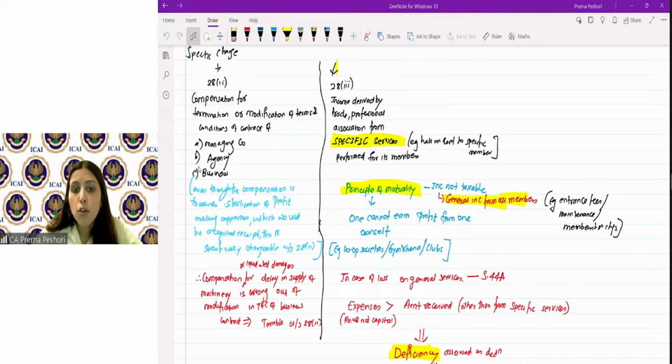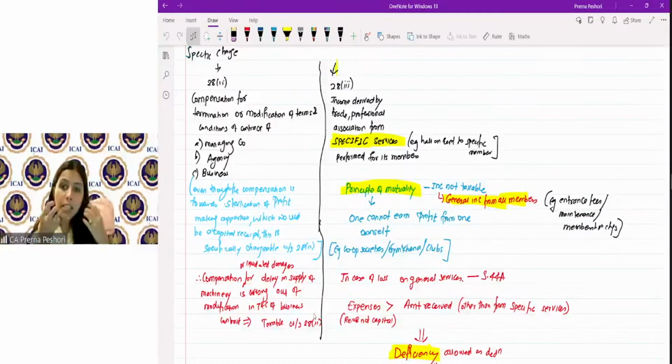So the concept of mutuality is in cases where, for example, the clubs, the associations, the cooperative societies are formed basically to help the members themselves. The mutuality principle says that no person can trade with himself or make profits out of oneself. So one cannot earn profits from oneself, which means that whatever surplus I'm generating out of the services provided to the members themselves is not considered as taxable surplus. So what does that mean?